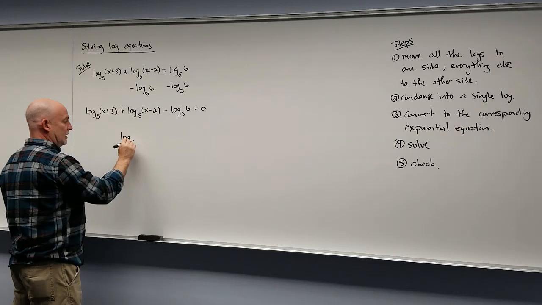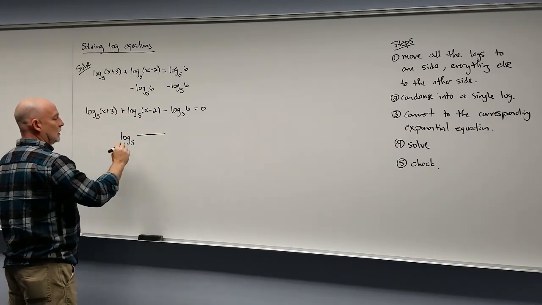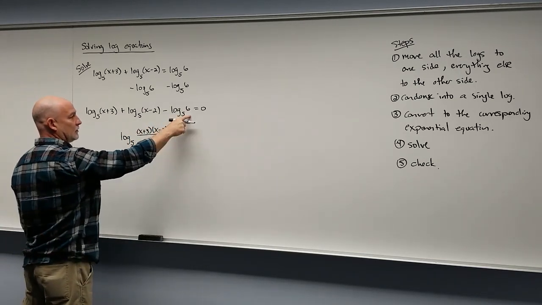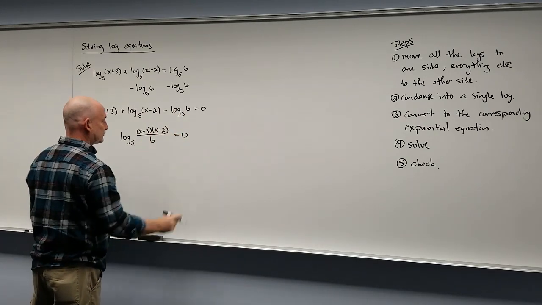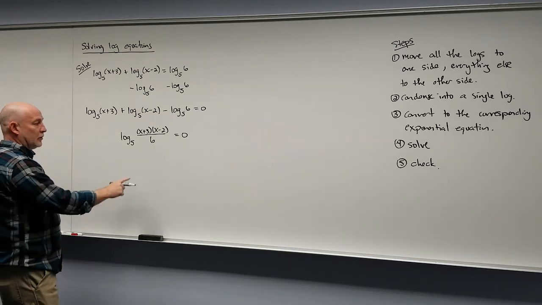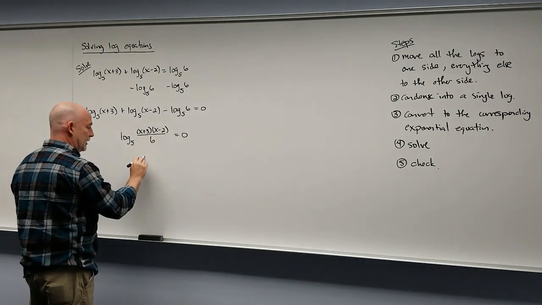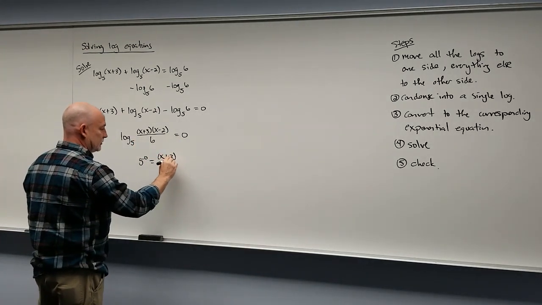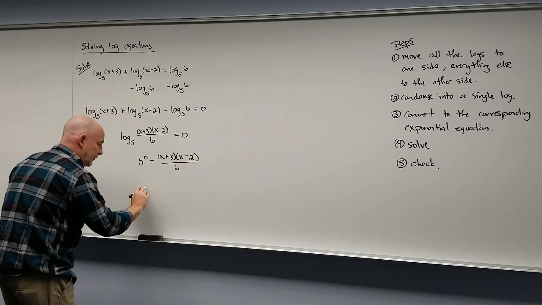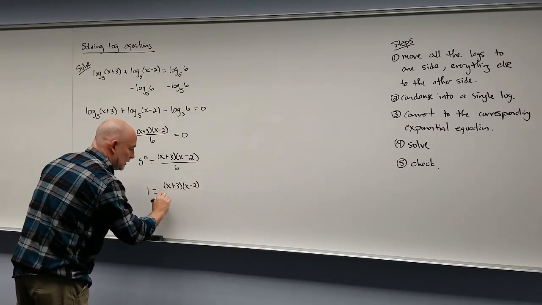Now we want to condense all of this into a single log. It's all log base 5, so we'll end up with log base 5. Since we have pluses and minuses, we know we have a fraction. The ones that had a positive coefficient, the argument goes on the top. The logs with the negative coefficient, their arguments go on the bottom. All right, so now we convert to the corresponding exponential equation. 5 to the 0 equals all that. So 5 to the 0 is equal to (x + 3)(x - 2) all over 6. Well, of course, 5 to the 0 is just 1.